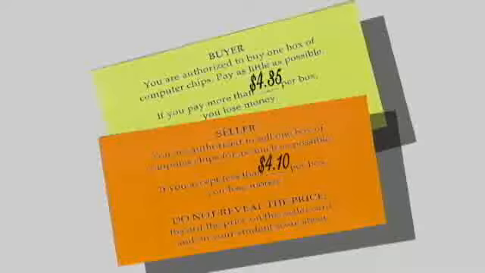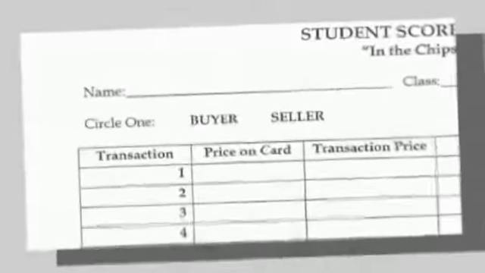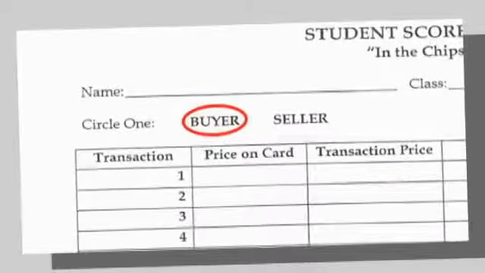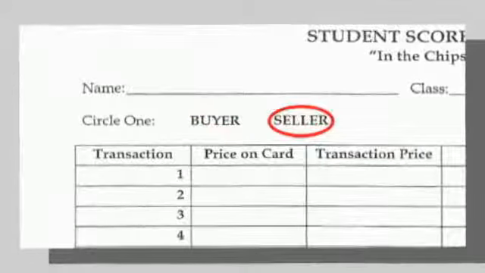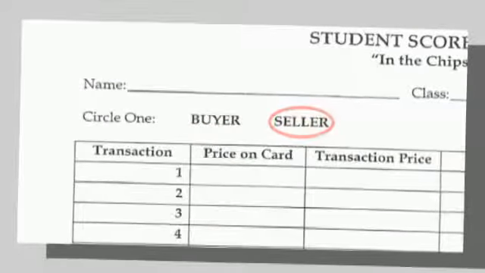Okay, so go ahead and take a look at your card, and also take a look at the score sheet that you have in front of you that looks like this. On top of the score sheet, you're going to circle whether you are a buyer or a seller. Write your name up there.